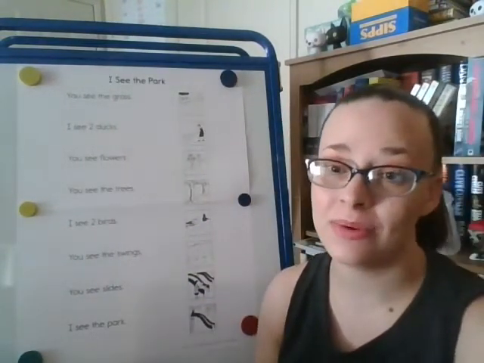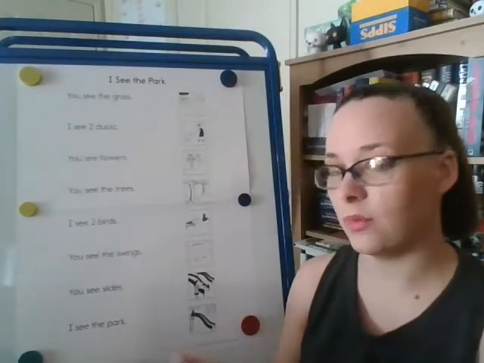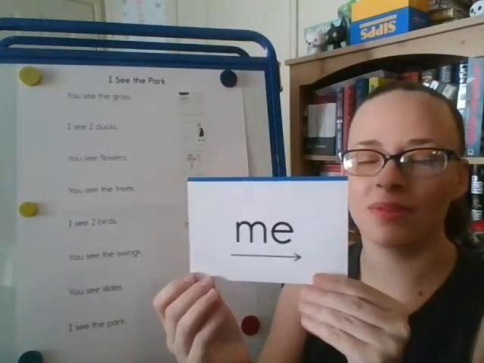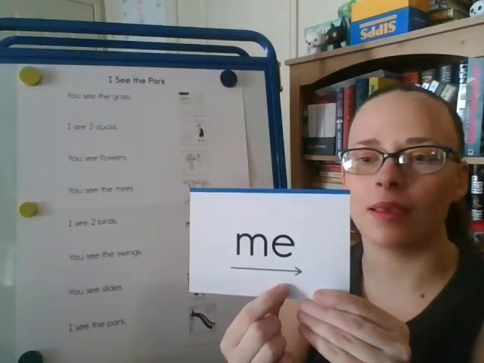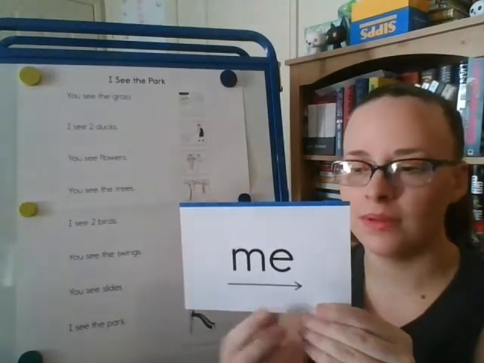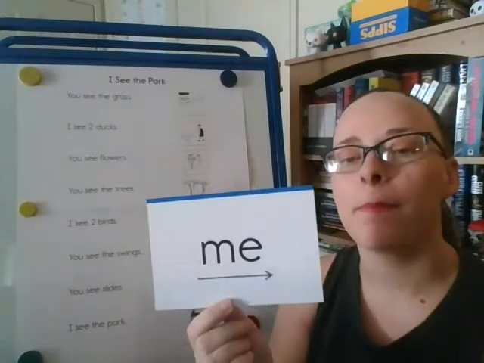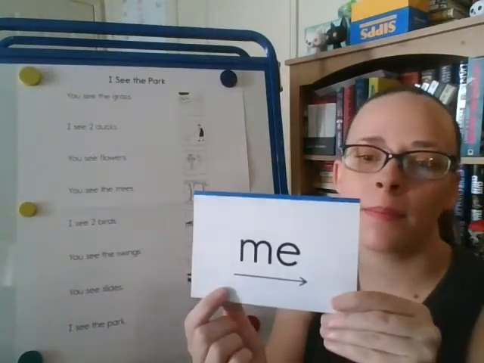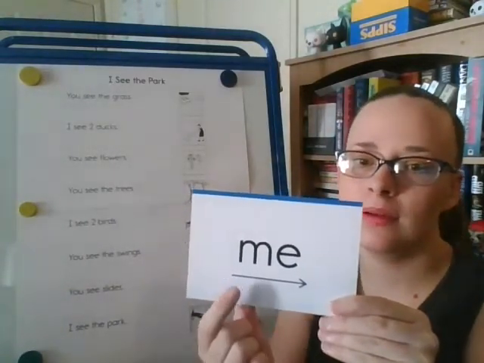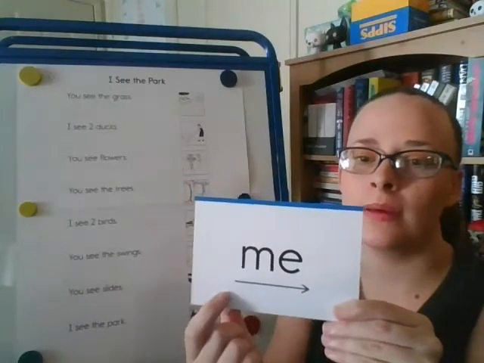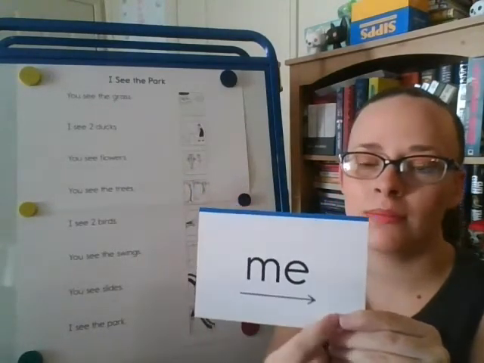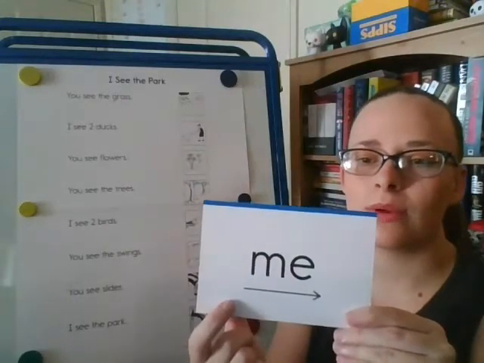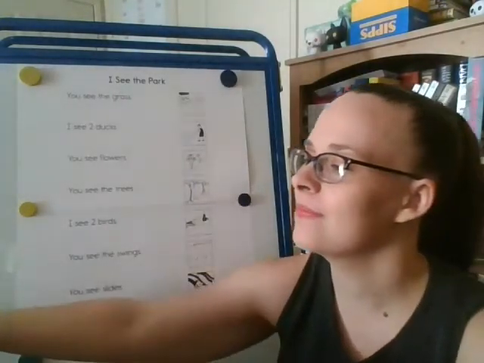We do have a new sight word today, so we are going to introduce the word me. We read it me. We spell it M-E. We read me. She gave it to me. Me. Let's read. Me. Spell M-E. Read. Me. One more time by yourself. Read. Spell. Read. Good job.